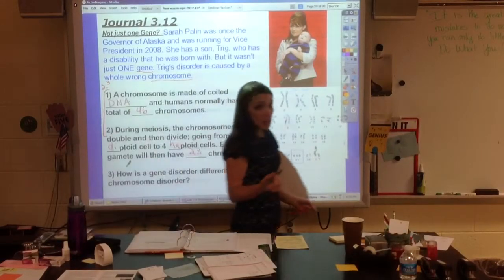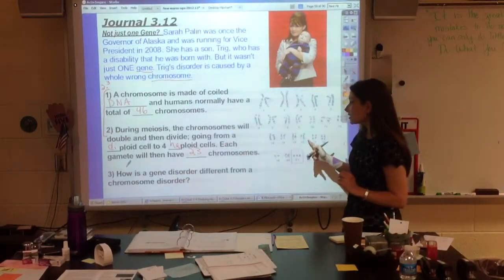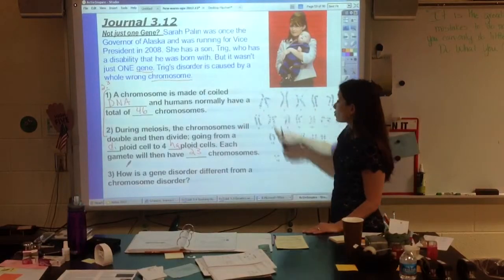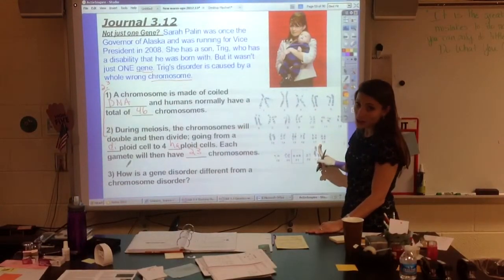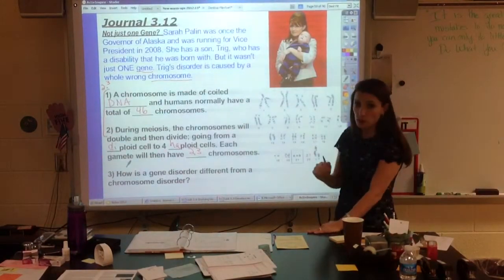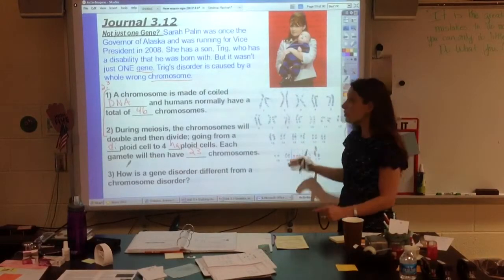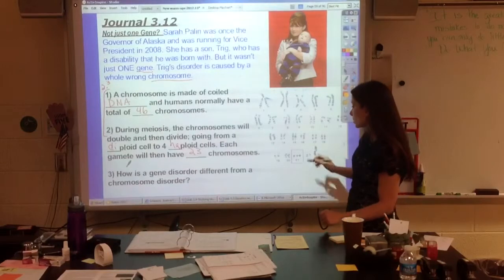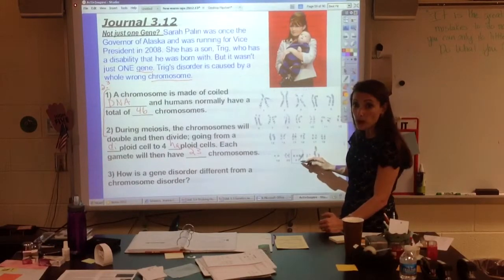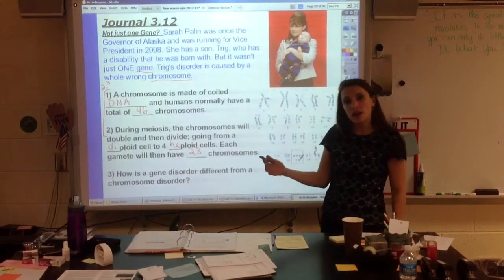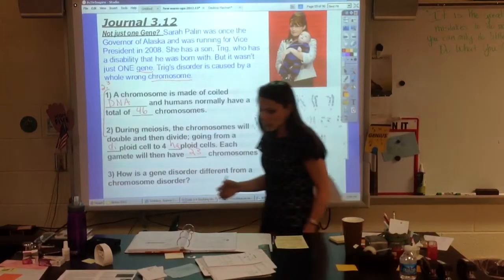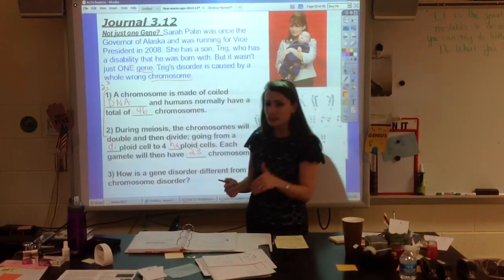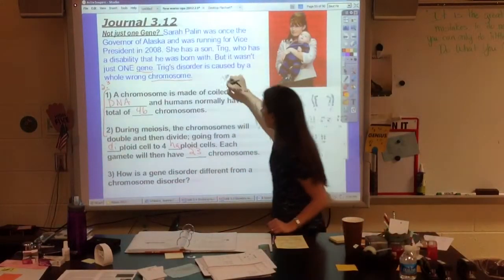The problem with this is this is not Trig's karyotype. This is not actually a picture of his chromosomes, but just of someone who has Down syndrome. This disorder is Down syndrome, and it's called trisomy 21. And so we're going to go forward now to our notes. We're actually going to page 62 in our notes.